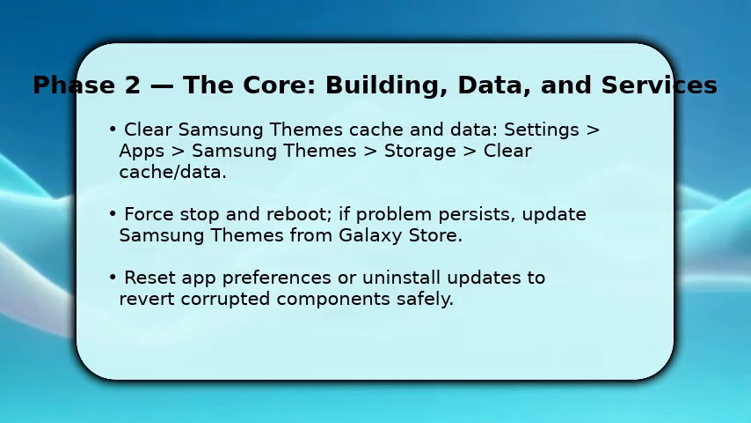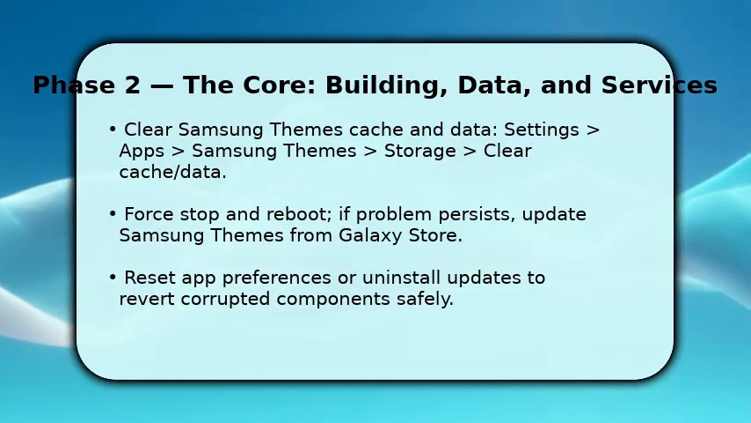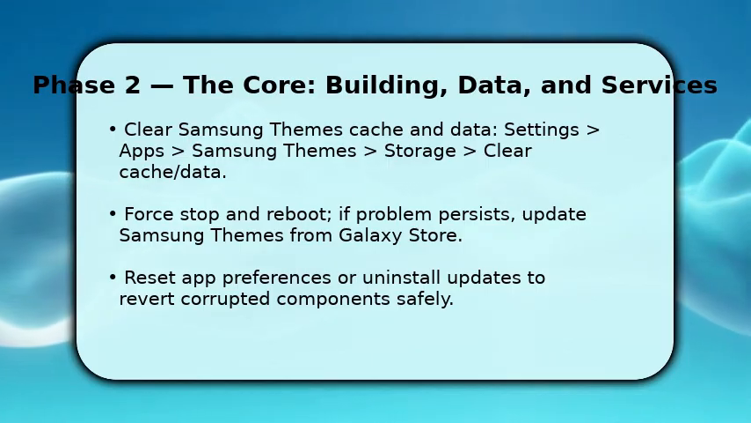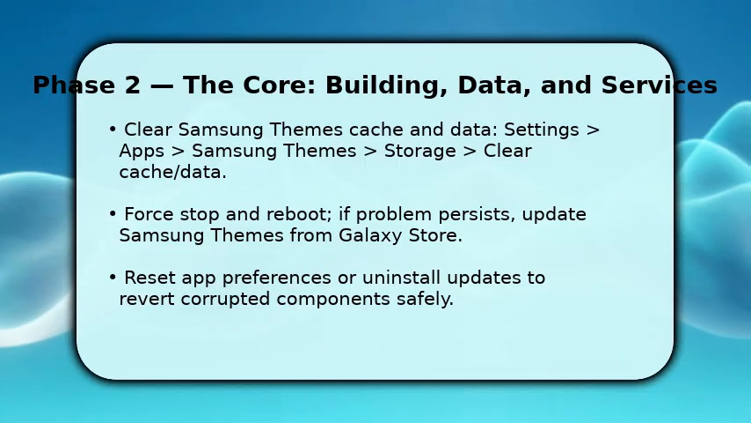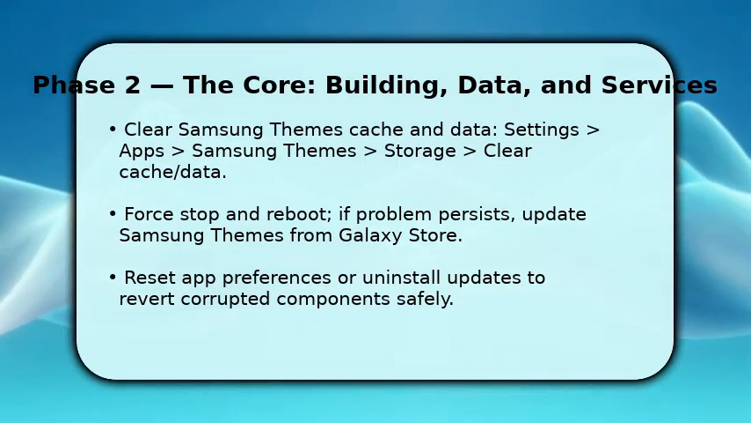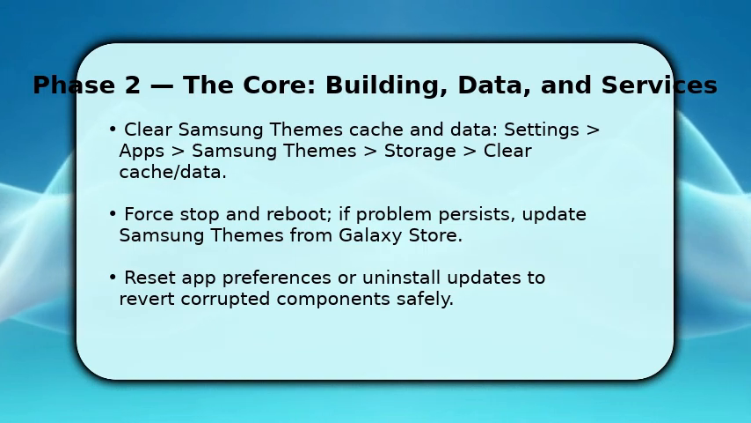If not, update themes via Galaxy Store, since updates fix bugs, or uninstall updates to return to a stable version. Also reset app preferences to restore disabled services. Each action addresses a specific root cause, so proceed stepwise and test themes after each change.